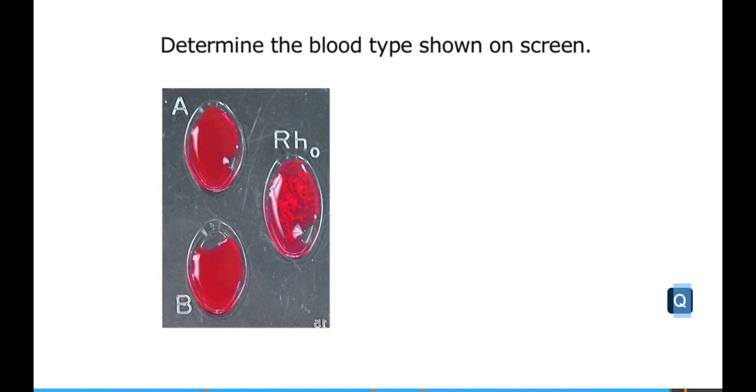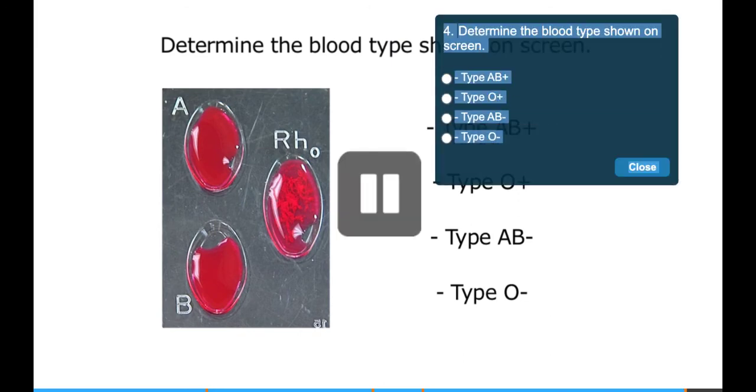Let's check your understanding. Determine the blood type you see here on the screen. Is it type AB positive, type O positive, type AB negative, or type O negative?